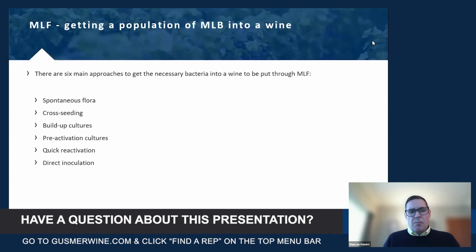So I'm going to move on now to the different approaches to getting a population of Oenococcus into a wine. In Christian Hansen, we would say there's 6 ways you can do this. Just 6, no more. The top one we've highlighted here is to rely on spontaneous flora, and that would be lactic acid bacteria that's either come through on the skin of the grapes and been living through the wine and the fermentation process, or has somehow naturally come into the wine through the winery environment.